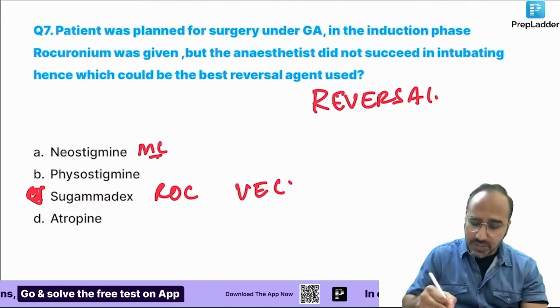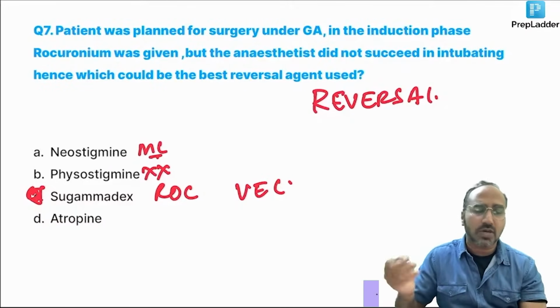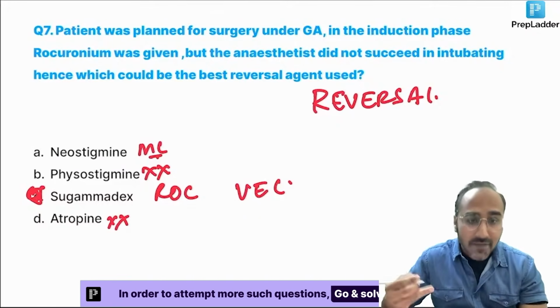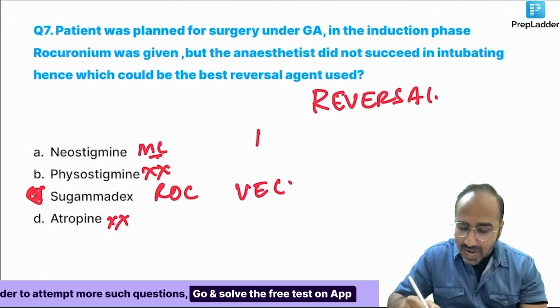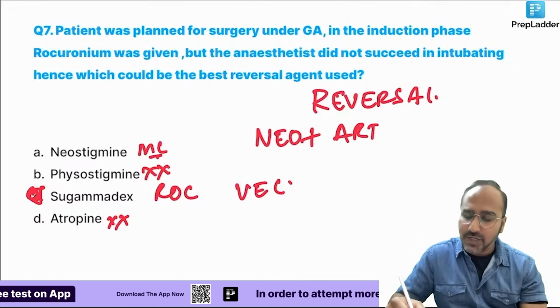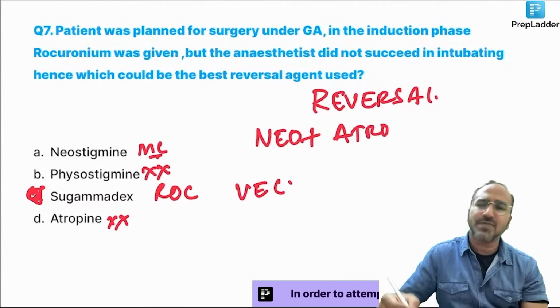What about physostigmine? Physostigmine is never used. It crosses the blood-brain barrier. What about atropine? Atropine is never used for reversal, guys. Atropine is added to neostigmine in order to counteract the side effect of neostigmine. The side effect of neostigmine is what? Bradycardia.